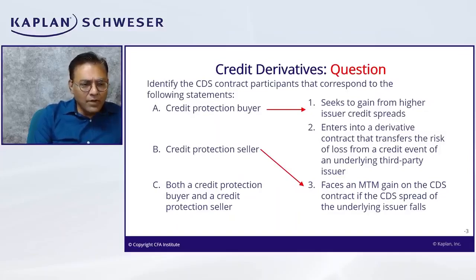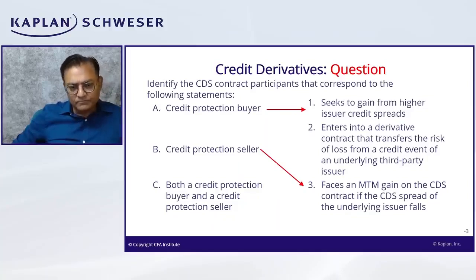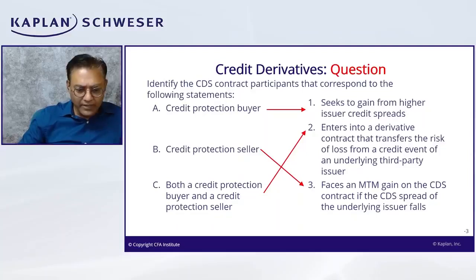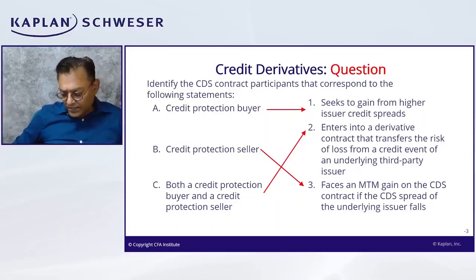What about both protection buyer and seller? Well, the only remaining one is that they are entering into a derivative contract to transfer the risk of loss from a credit event. So the transfer of risk of loss occurs from buyer to the seller, or if the buyer is not holding the underlying itself, then it is simply a speculative instrument. But there is a transfer of risk for a credit event of an unrelated third-party obligation, meaning a debt instrument issued by a third party.